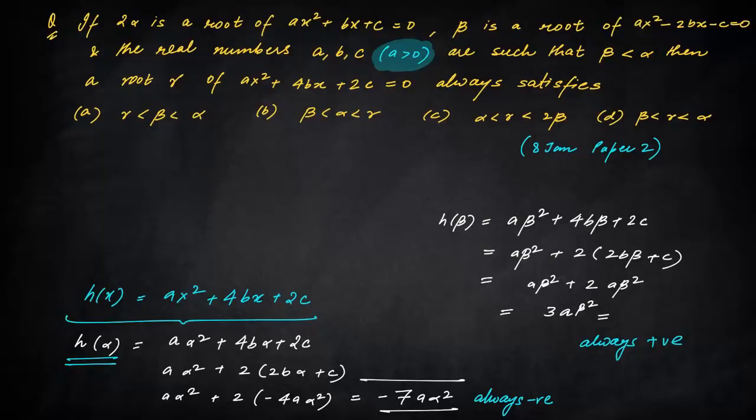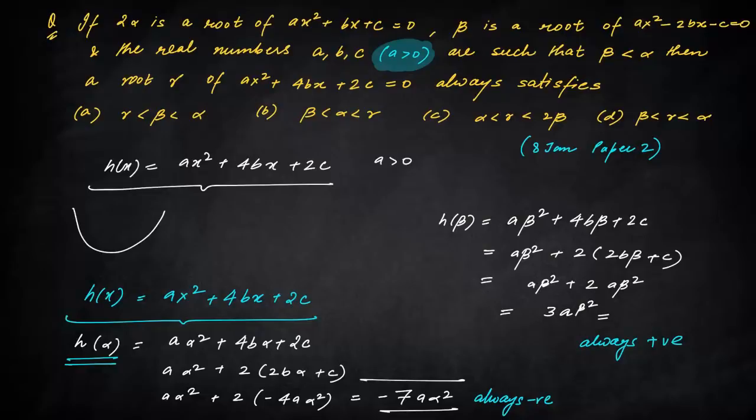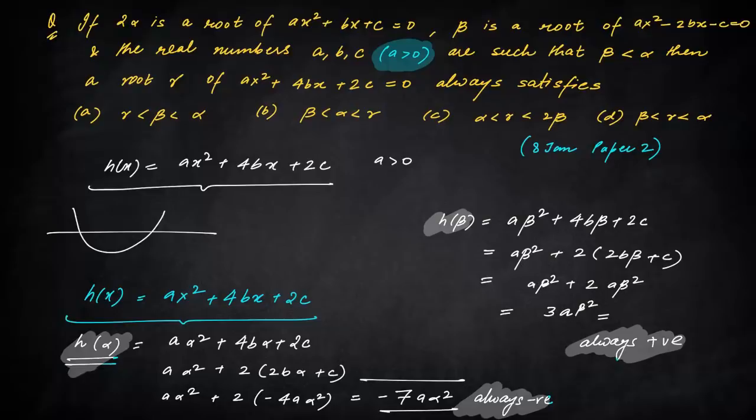Let's see. And I hope now a lot of you would have got the solution. Those who did not get the answer to this question, let's write H x again. We took H x as this particular expression. A is given to be greater than 0, that means it's an upward parabola. One quantity, H alpha, is coming out to be always negative, H beta is always positive.